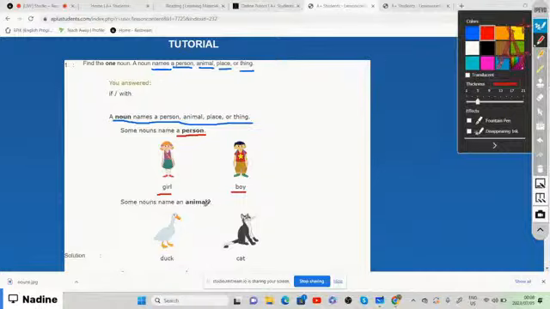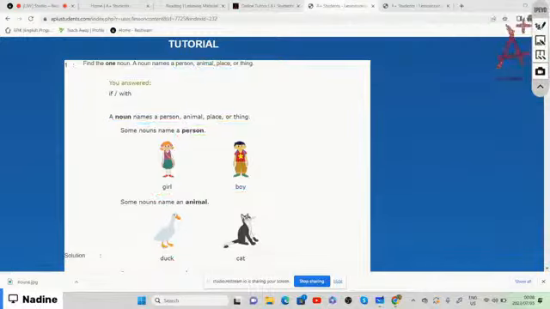Then some nouns name an animal, right? So we can identify them as a duck. In this picture that you see over here it's a cat. You can even identify more animals as the dog, snake, lion, right? Whatever you want to identify the animal as, right? Or whenever you see a picture, you'll be able to identify that specific animal, right? So some nouns also name animals.